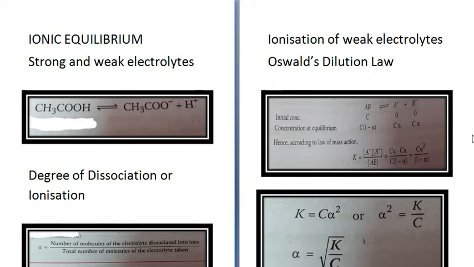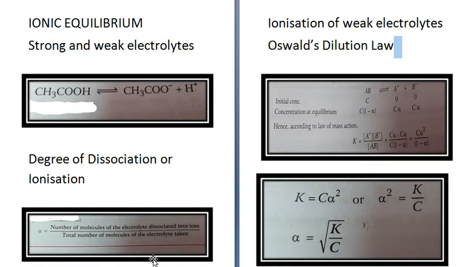The fraction of the total number of molecules of an electrolyte which dissociate or ionize into ions is called the degree of dissociation or degree of ionization, and it is given by the formula alpha is equal to the number of molecules of the electrolyte dissociated into ions divided by the total number of molecules of the electrolyte taken.